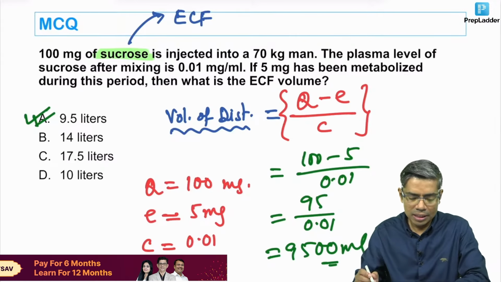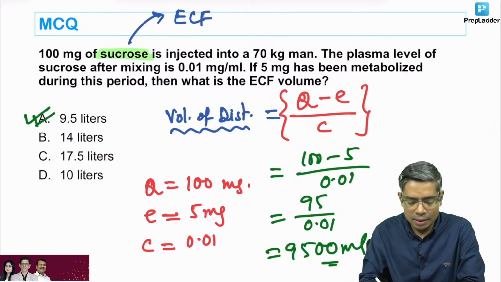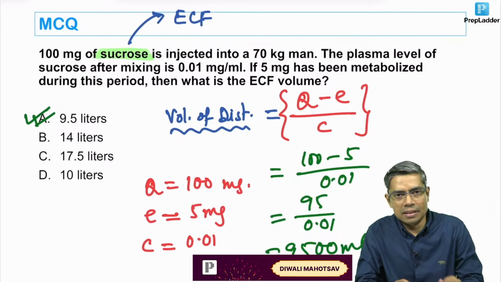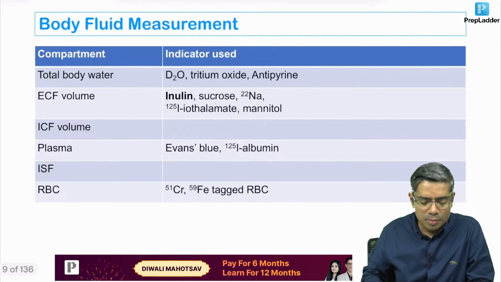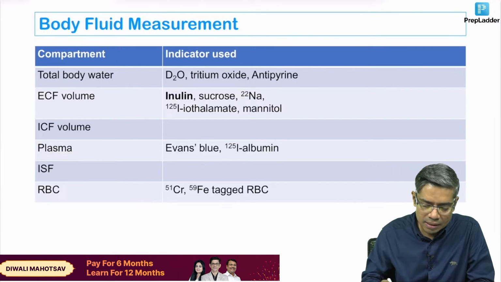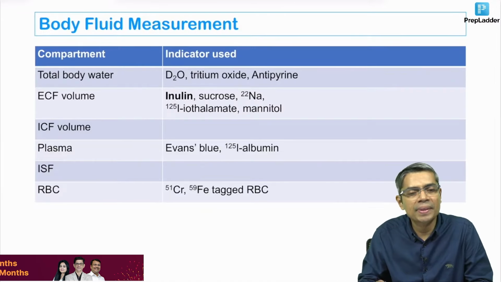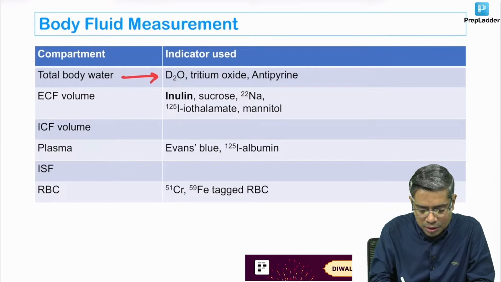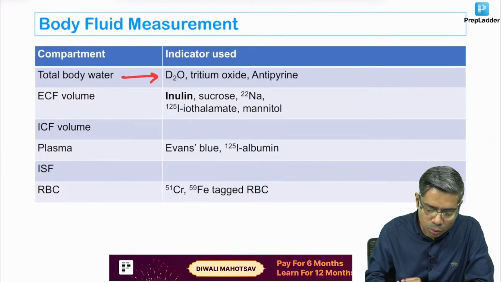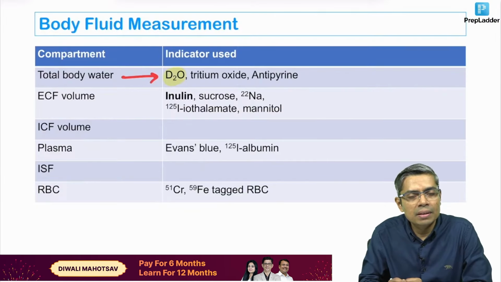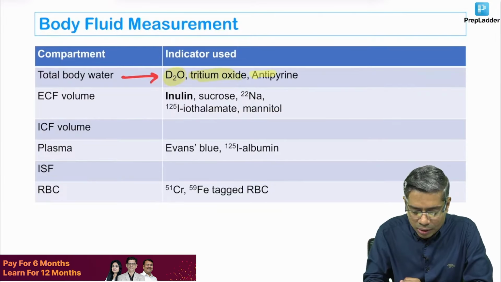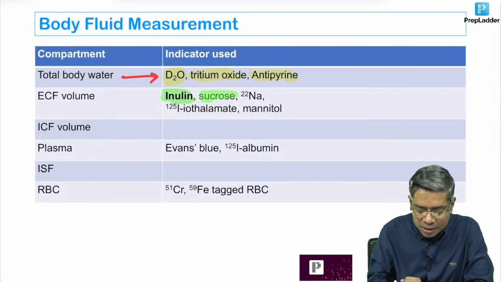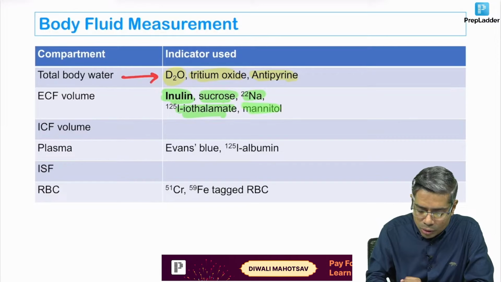This question can be asked in a different way also: when sucrose is injected, which type of body fluid is measured. And you have to remember a couple of substances in this respect. Again, this is a topic which has been asked multiple times in INI-CET and NEET PG type of questions. So please try to remember all of these substances, not only a single one. Total body water can be measured by deuterium oxide or tritium oxide or antipyrine. ECF volume is measured with the help of inulin, the best substance, sucrose, sodium isotope, iodine isotope and mannitol.